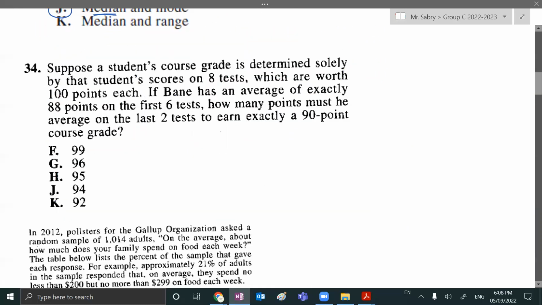Suppose a student's course grade is determined solely by the student's scores on 8 tests, which are worth 100 points each. If Bain has an average of exactly 88 points on the first 6 tests, what must the average be on the last 2 tests to earn exactly a 90-point course grade? It's actually a good one.